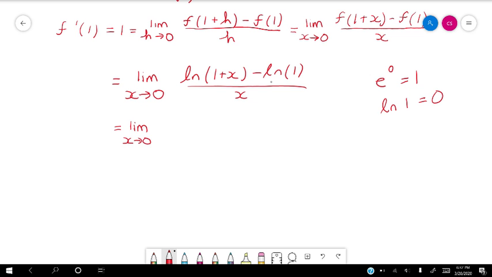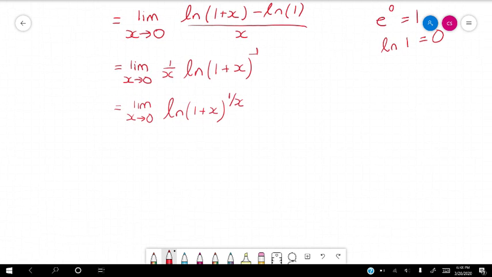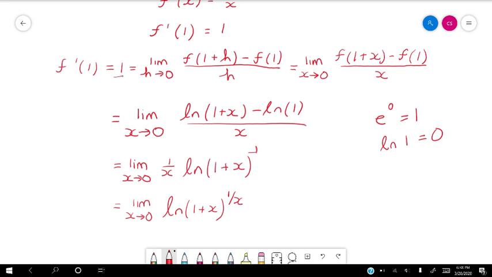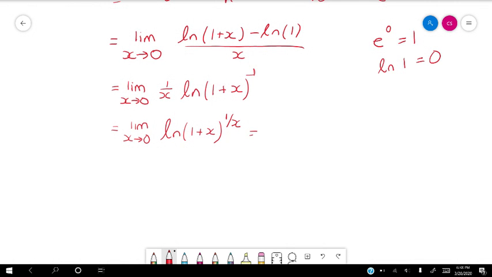So this is going to go to 0, so it just disappears. And then I'm going to bring out the 1 over x in front. Instead of dividing by x, we can multiply it by 1 over x. And I'm doing that because now we can use a logarithm rule. Let's put that as the exponent. Okay, and now all of that, remember, let me go back up, is equal to 1. So let me rewrite that. So all of that is equal to 1.